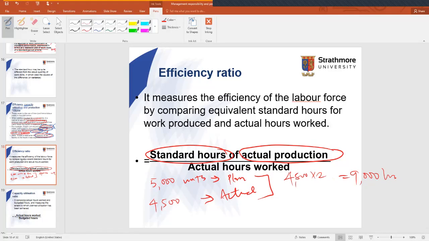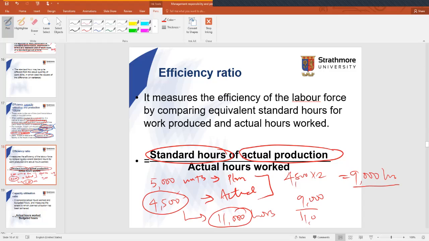We compare with what in actual sense it took to make these 4,500 units. How many hours did we take? If the company, for example, took 11,000 hours, we can see that this company was inefficient, because it was meant to take 9,000 but took 11,000. The ratio would be 9,000 divided by 11,000, expressed as a percent. This is what we refer to as the efficiency ratio.